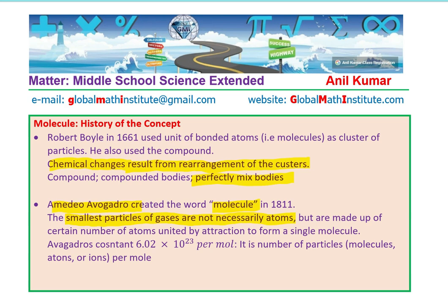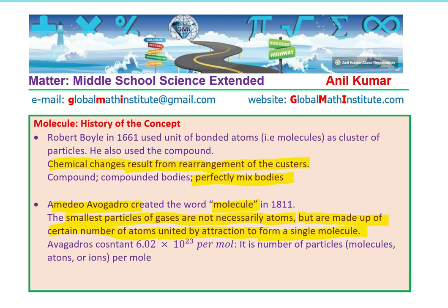And we saw diatomic molecules. You get the idea? Those seven diatomic molecules are what Avogadro is referring to. They normally do not exist as atoms, right? But are made up of a certain number of atoms united by attraction to form a single molecule. So that is the use of the word molecule in the sense we are using it now. The whole credit goes to him.